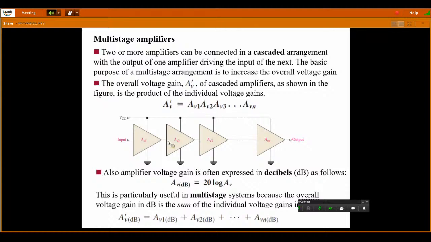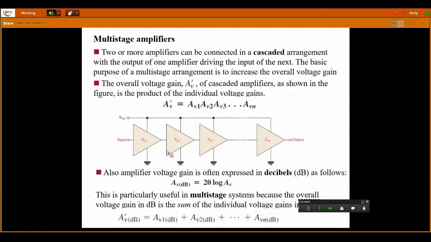The second stage output is connected as an input to the third stage, the third stage to the fourth stage, and the n minus 1th stage output is connected as an input to the nth stage amplifier. We prefer multi-stage amplifiers because if we require a larger overall voltage gain, we have to connect a number of voltage amplifiers in cascade.